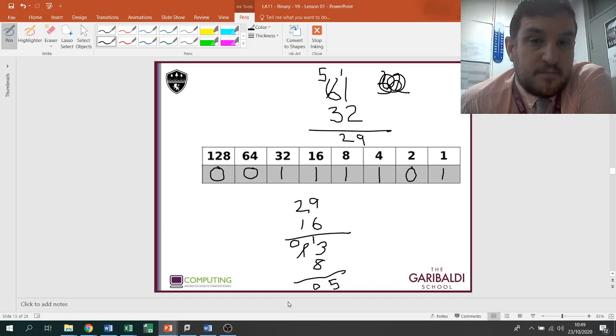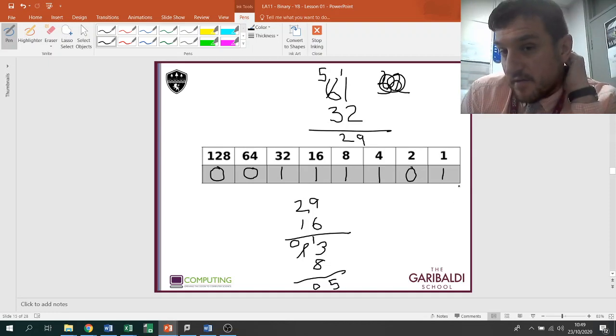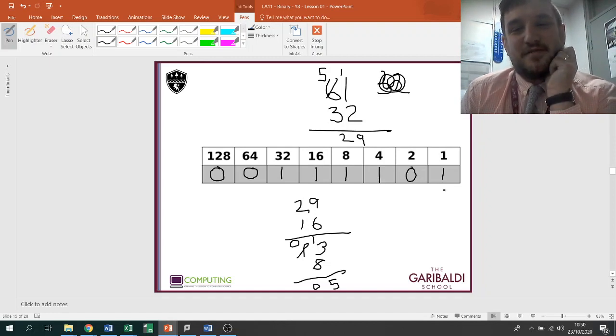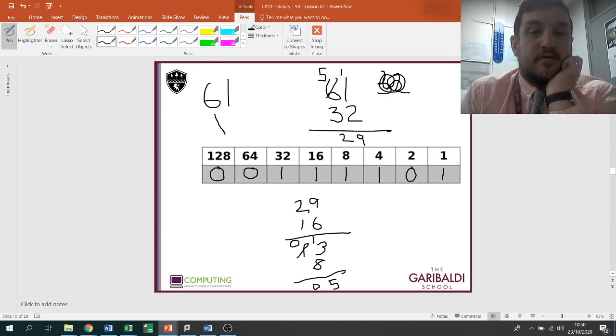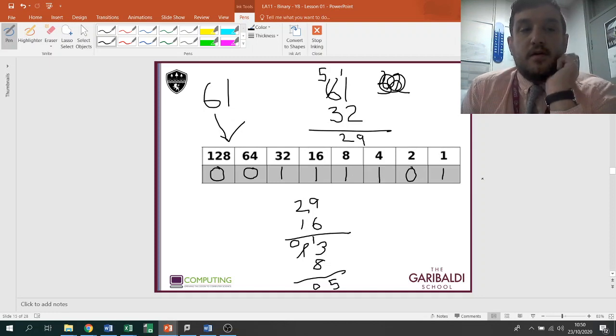Remember, start at the left hand side, work over to the right hand side, and carry over the remainder. You'll know you've done the calculation correctly because when you get to this area you should have nothing left. If you have got something left, that means you've done it wrong and you need to do it again. So the number 61 in binary is 0 0 1 1 1 1 0 1.